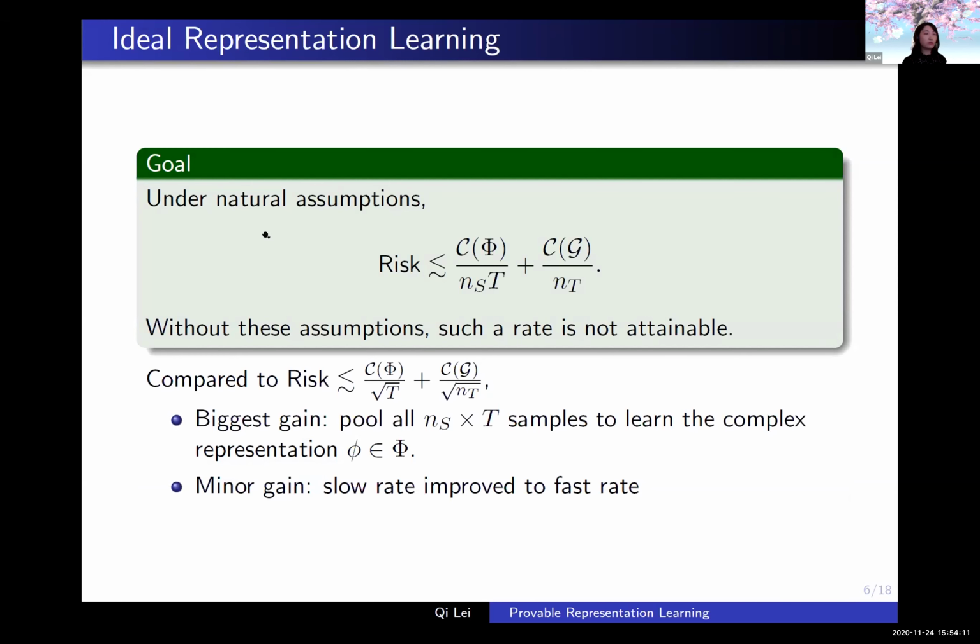So our goal is to look at some natural assumptions such that we get a better excess risk, where we utilize all the samples across domains, which are n_s times T samples jointly, to learn this representation. The complexity on the target domain remains the same. We also want to design such assumptions so that without them, such a rate is not attainable. Compared to the prior rate, the biggest gain is that we are able to pool n_s times T samples to learn the complex representation. The minor gain is that we achieve a fast rate compared to the slow rate before.